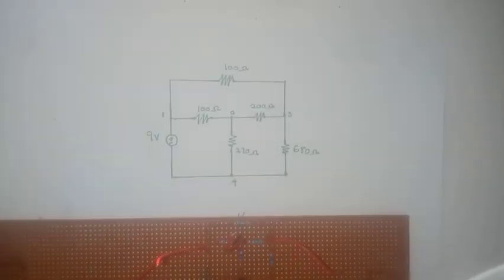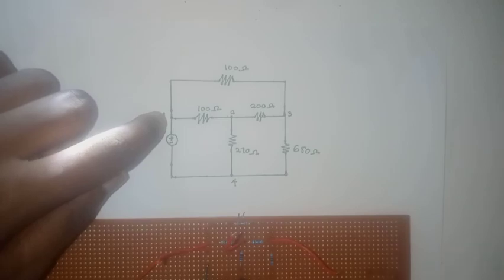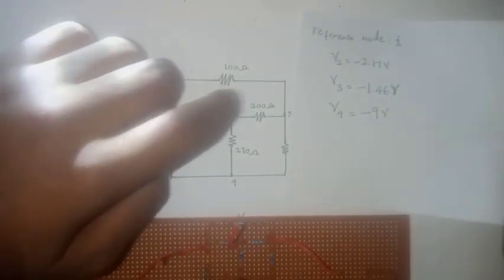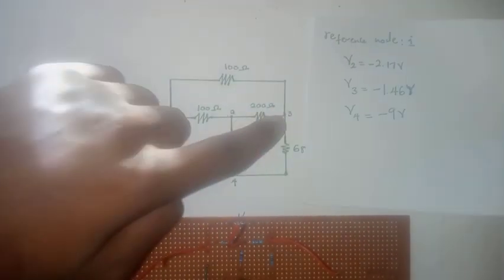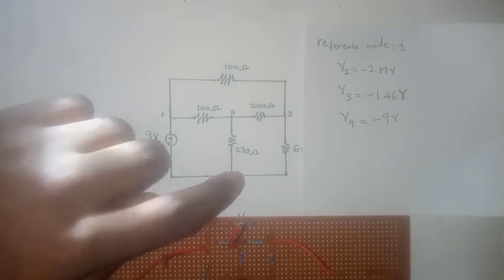Based on calculations on nodal analysis, we expect that if we make 1 our reference node, we are going to get the voltage at node 2 to be minus 2.17, the voltage at node 3 to be minus 1.46, and the voltage at node 4 to be minus 9 volts.